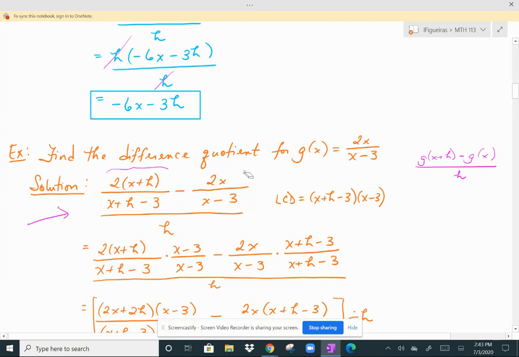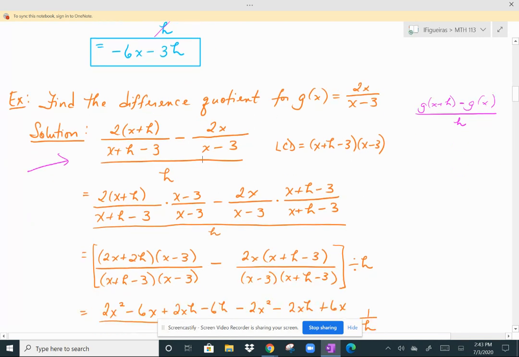Now here, the algebra that we have to do is a little different than what we did in the last one because it is a rational function. So I need to simplify my numerator, and my numerator are these two rational functions. So that means I need to identify the LCD. The LCD is the product of the two denominators, so it's x plus h minus 3 times x minus 3. So I need to rewrite that numerator with a common denominator.